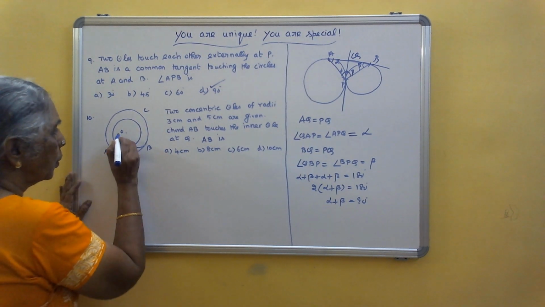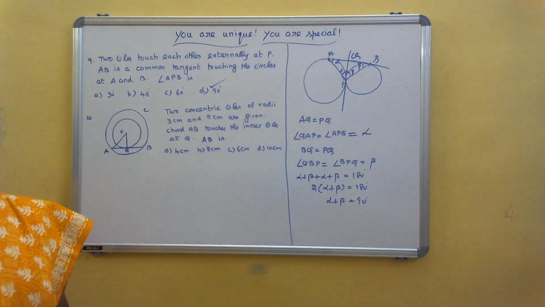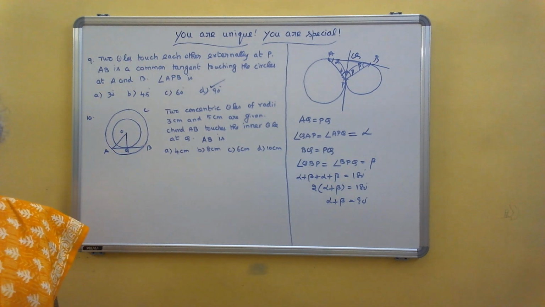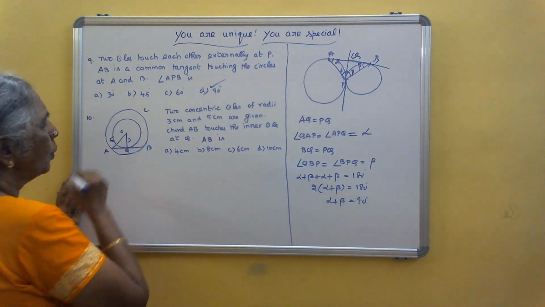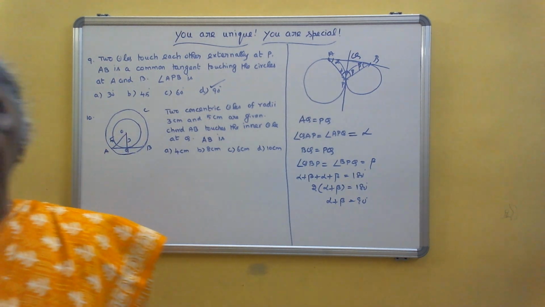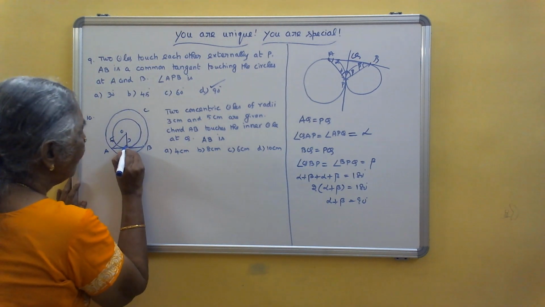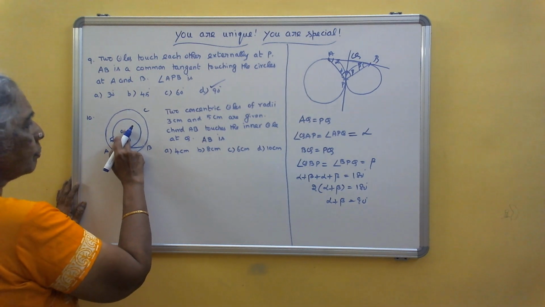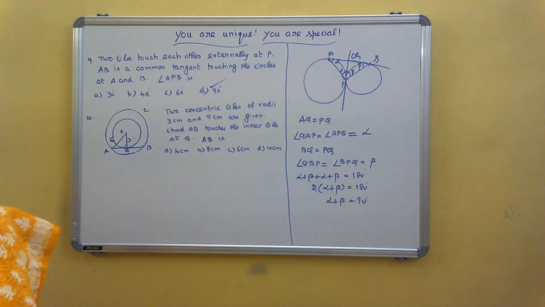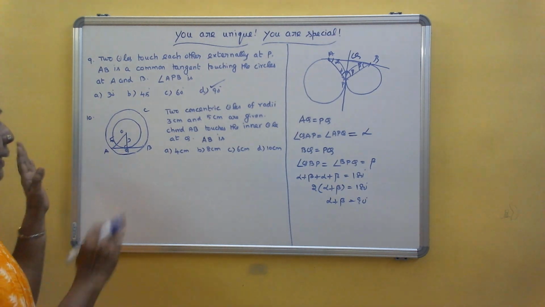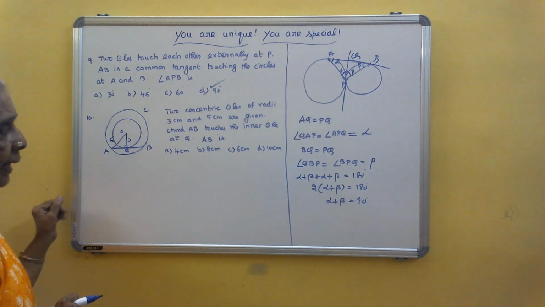Now, what I am going to do is join this OA, join this OQ. You know that OA is the radius of the outer circle, so that will be 5. And OQ is the radius of the inner circle, and that is 3, right? Now, you know, this angle will be 90 degrees because this is a tangent and this is a radius. So it is a right triangle.